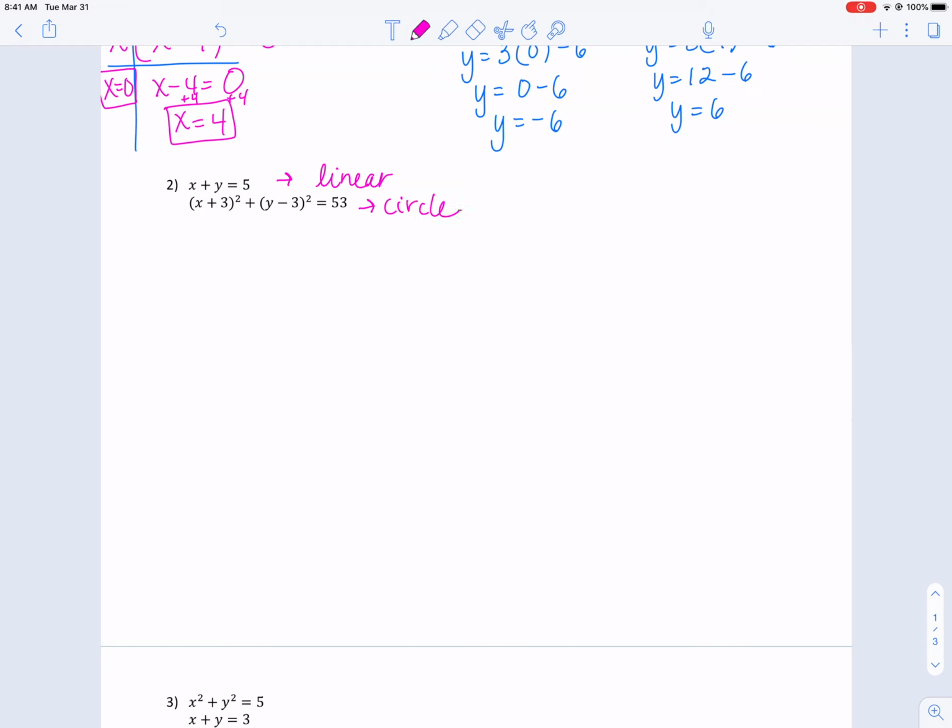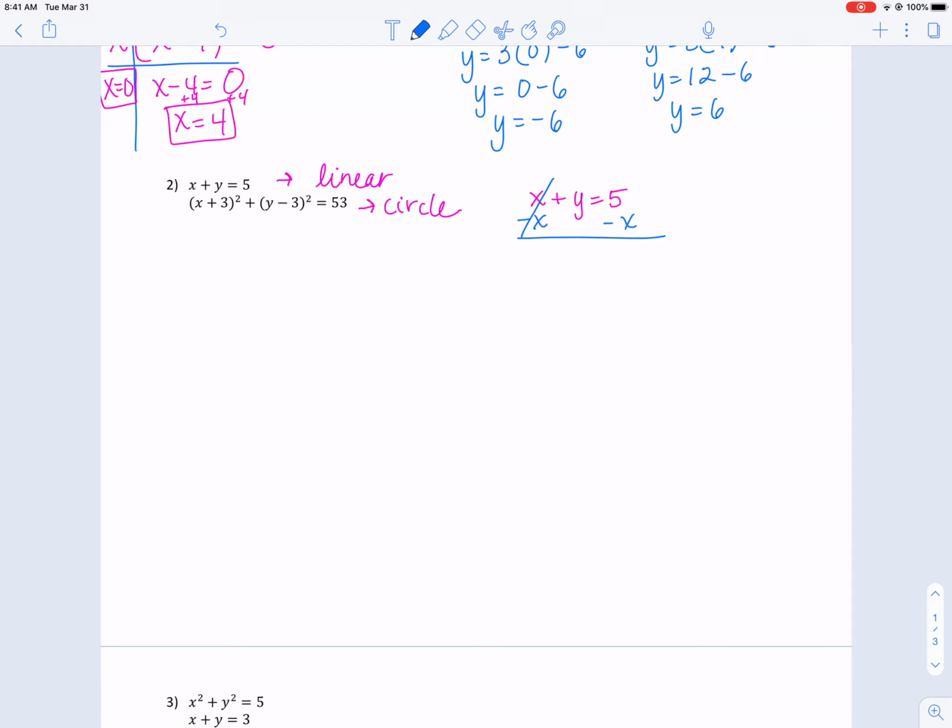So in order to use substitution, you need to take your linear equation, x plus y equals 5, and solve for either x or y. You could pick whichever one you want. I don't know what everybody prefers, but I'm going to solve for y. So if I want to solve for y, the first thing I would do is subtract x from both sides, right?